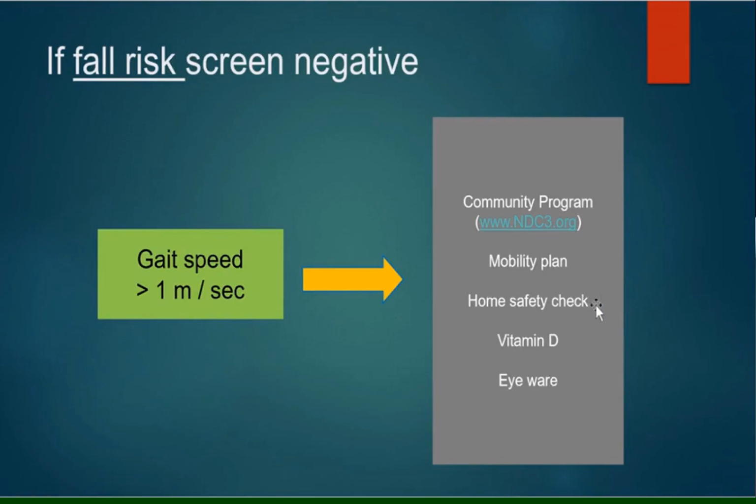Include a home safety check, and that home safety check can be a self-assessment, and the CDC and the National Institute on Aging have home safety checklists. Make sure that they're taking or have adequate levels of vitamin D, and then also consider changing out the eyewear to, if they need distance vision, monocular eyewear.